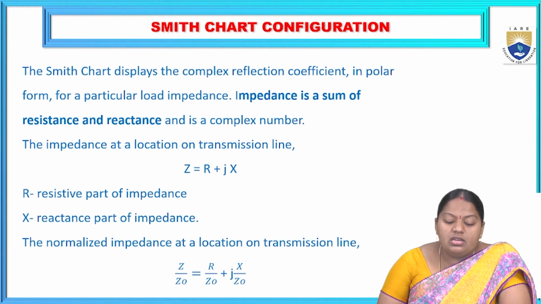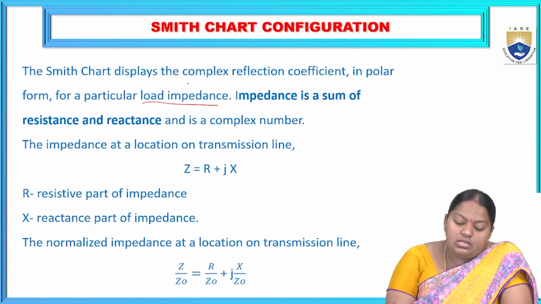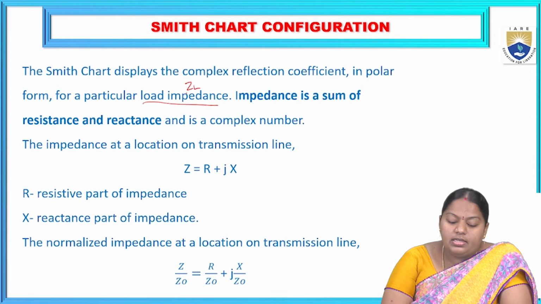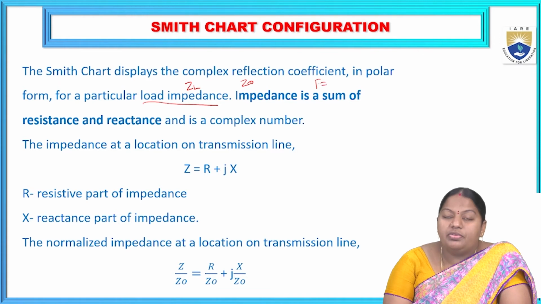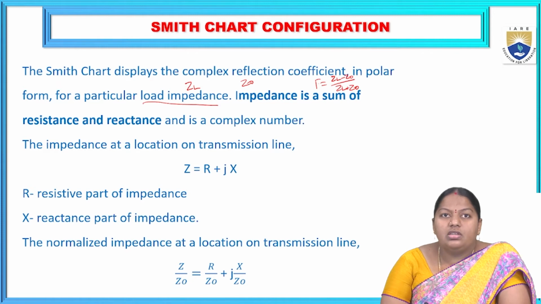calculations. The Smith chart displays the complex reflection coefficient in polar form for a particular load impedance. Generally, this load impedance is denoted with ZL, and the characteristic impedance as Z0. Why? Because we are talking about reflection coefficient. The reflection coefficient of a transmission line, which was already derived in the previous lectures, is given by ZL minus Z0 by ZL plus Z0, where ZL is the load impedance and Z0 is the characteristic impedance.